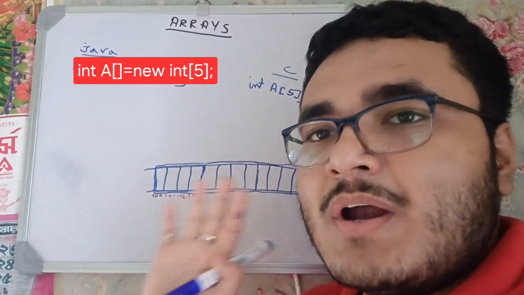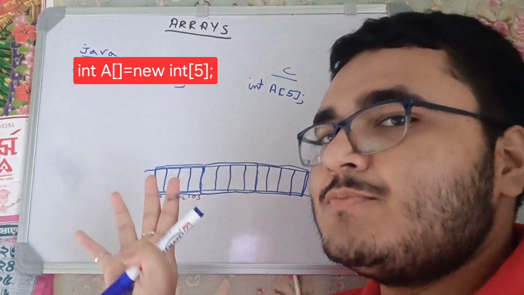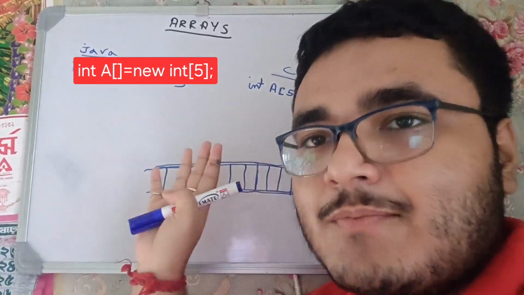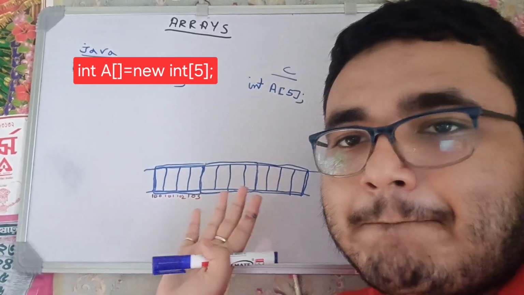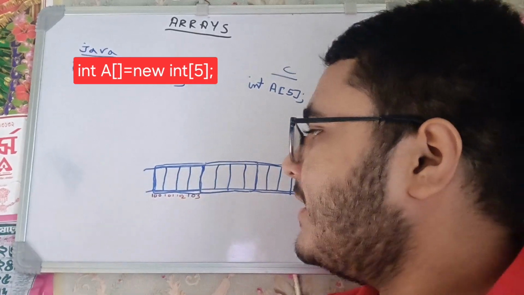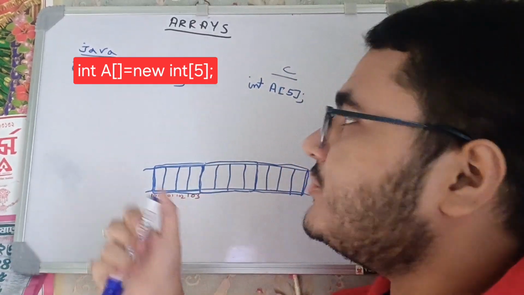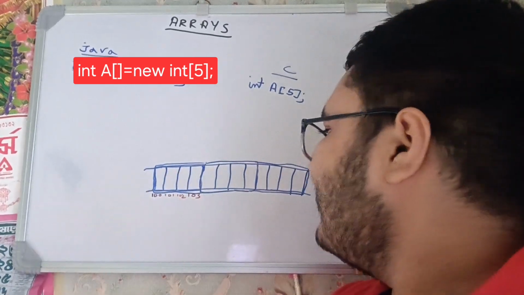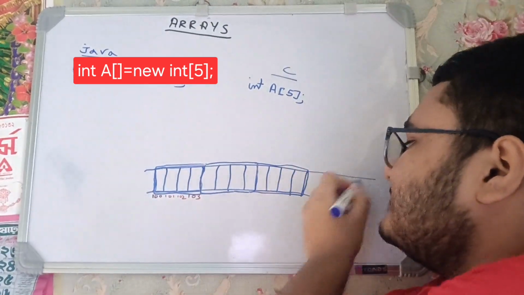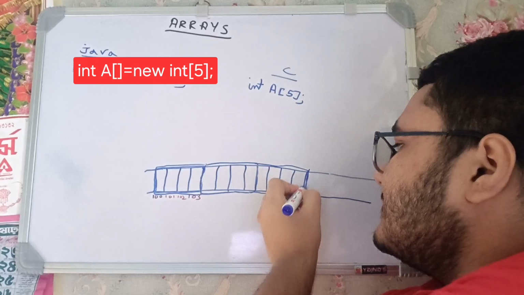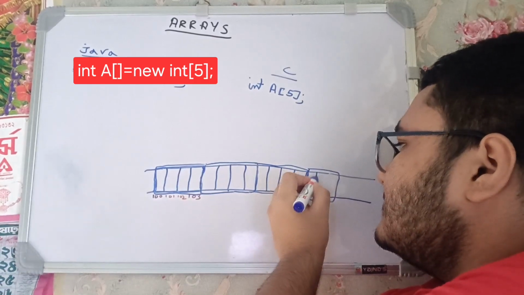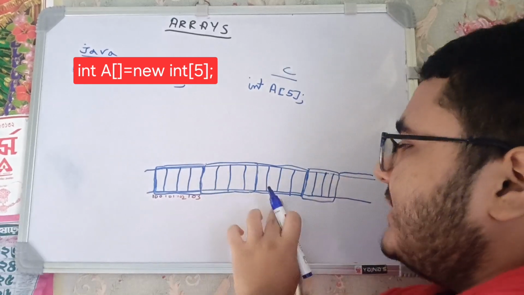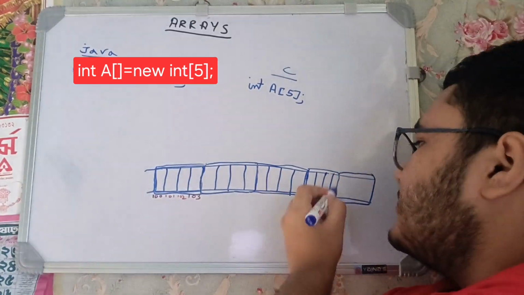Other functions that I will be doing with the arrays will all be the same. The syntax in Java and the syntax in C, everything will be the same. So we have just declared the memory. It will have 5 slots like this: one, two, three, 4 and 5, the fifth slot.